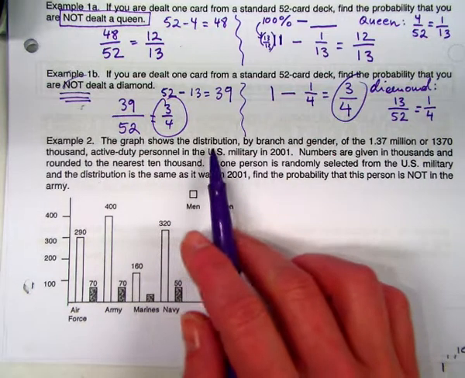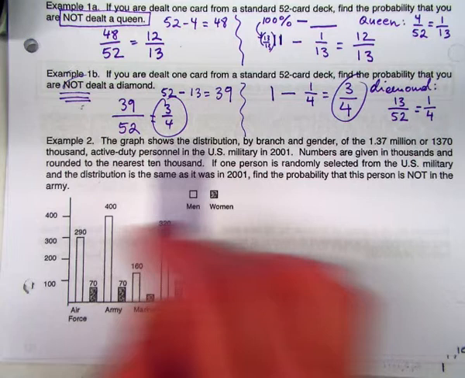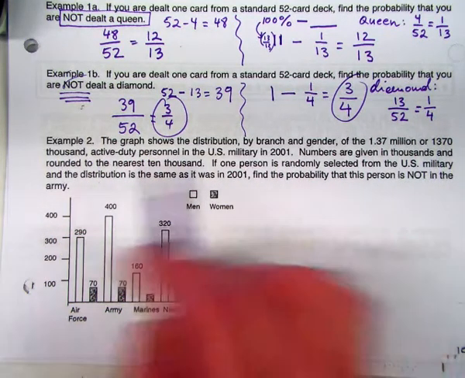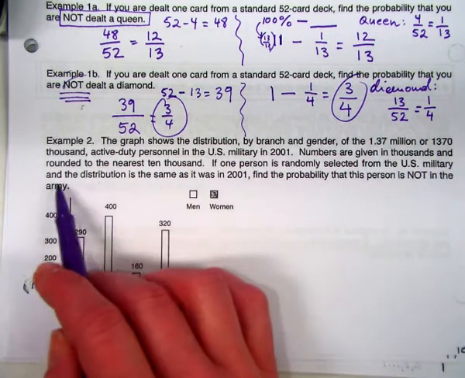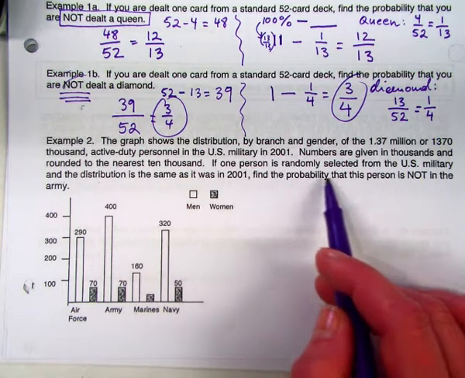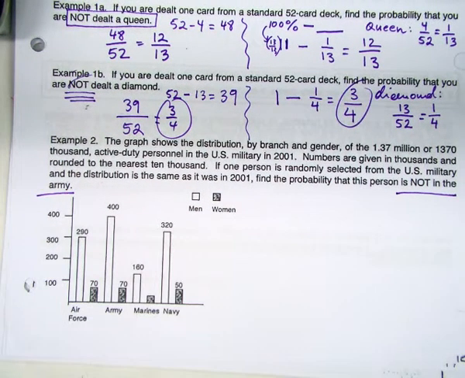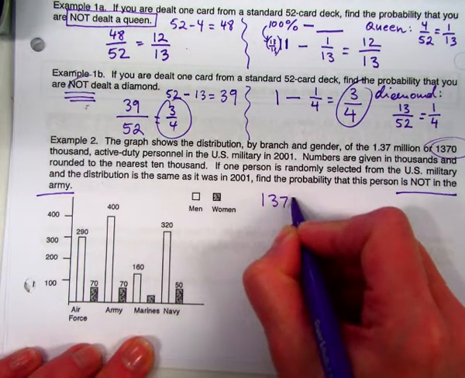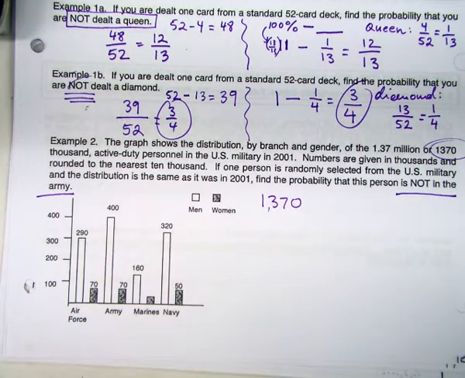The graph shows the distribution by branch and gender of the 1.37 million or 137,000 active duty personnel in the U.S. military. Numbers are given in thousands and rounded to the nearest thousand. If one person is randomly selected and the distribution is the same, find the probability that it is not in the Army. So we're going to do it in 137,000. This is 1,370,000 because that's going to be a little bit easier to do the numbers.